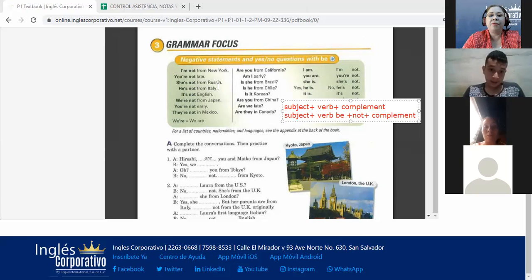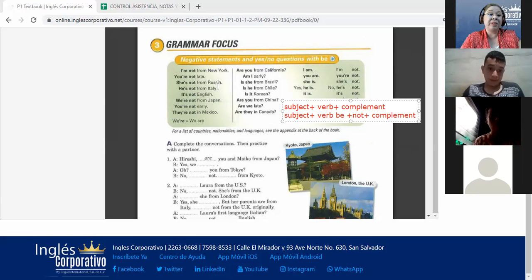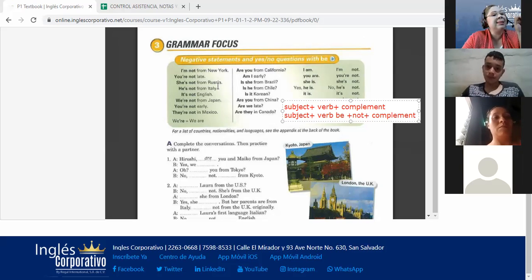Mm-hmm. I am from Guatemala. Very good. Mm-hmm. Yes, she's from Russia. Very good. You are, bye. El yes, cuando ponemos yes, es porque es una respuesta a una pregunta. Y ese yes siempre va al inicio, ¿ok? No al final ni en medio, va al inicio, ¿ok? Siempre decimos sí, tal y tal cosa, ¿verdad? Ok, so yes. A ver, Marvin, ¿qué me puso acá?